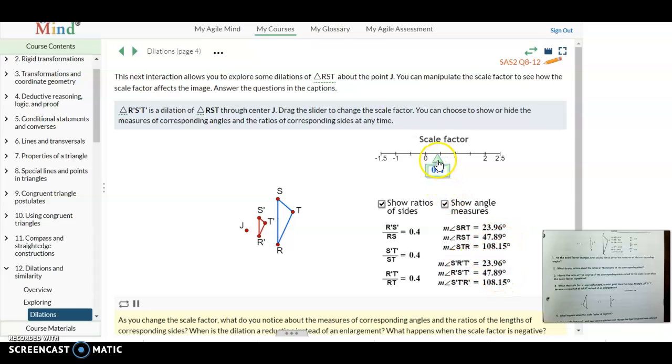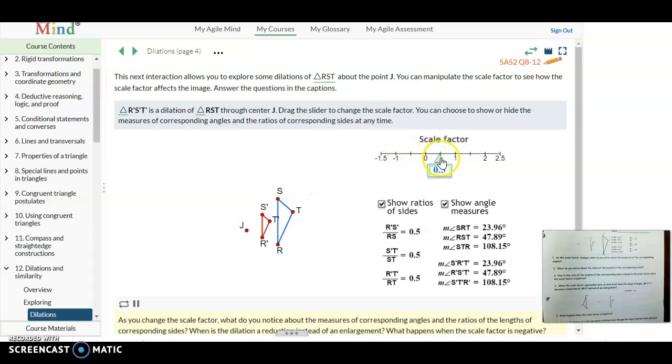Now, as I get closer to 0, I'm getting closer and closer to that point of dilation. What do you think will happen when I get to a scale factor of 0? I hope you see that these points are getting closer and closer to each other and closer to J. And when I actually make a scale factor of 0, they are all 1 point. They are the center of dilation itself. So a scale factor of 0 takes all of these vertices of that pre-image and makes them the point that is the center of dilation, a single point.